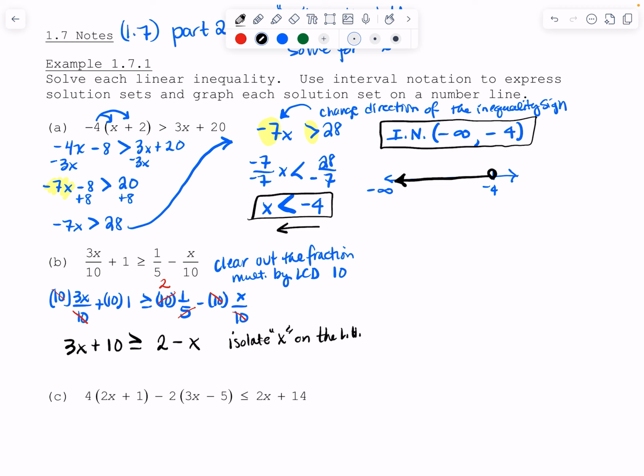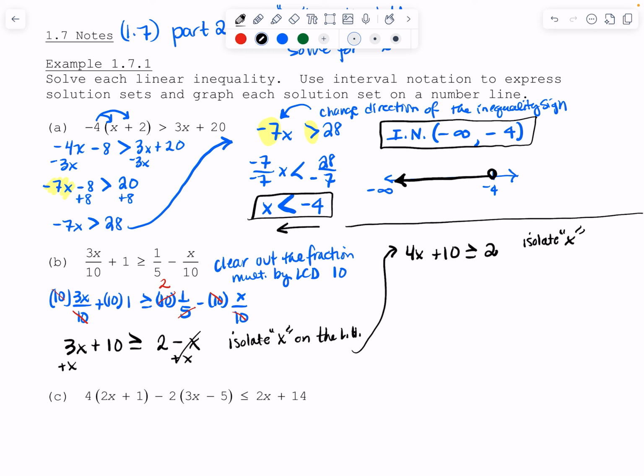What I'm going to do is add x to both sides, because I'm moving this x over to the left. So 3x plus x will give me 4x. So 4x plus 10 is greater than or equal to 2. Again, I'm trying to isolate x, and I'm going to leave it on the left-hand side, so I'm going to move the 10 over. So 4x is greater than or equal to negative 8.